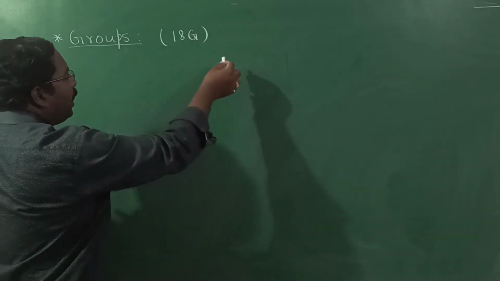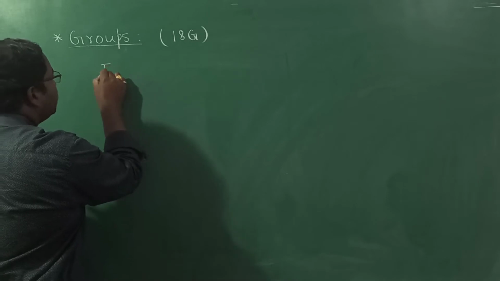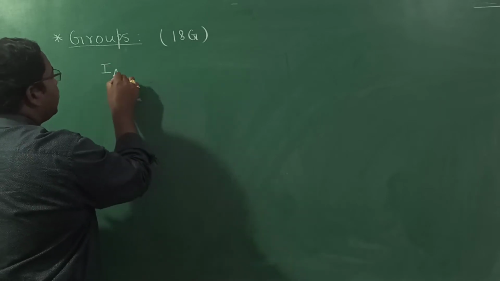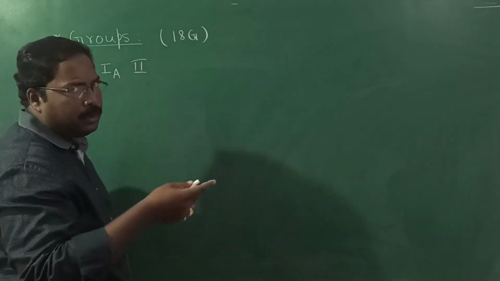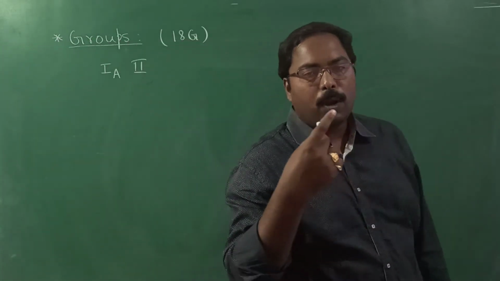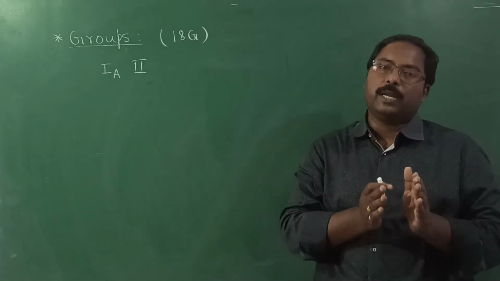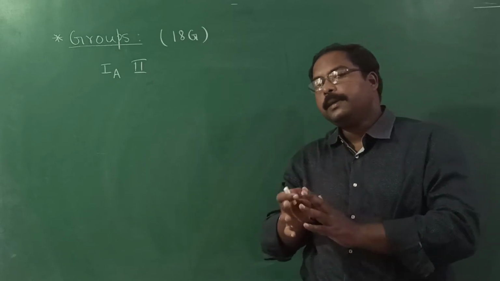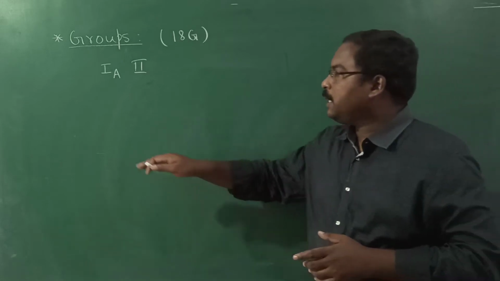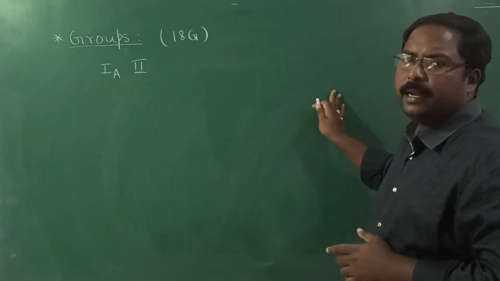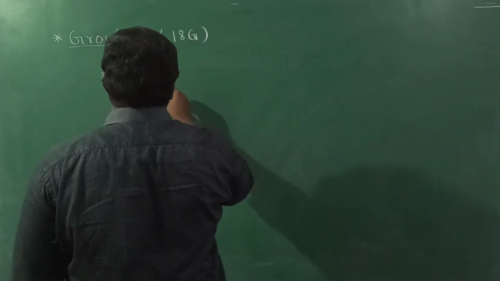Generally, according to the IUPAC system, the groups are represented from 1A to 8, nothing but in Roman numerals 1 to 8 groups. So for all these 8 groups, there will be two types: A type of groups as well as B type of groups. Or nowadays we simply represent them with the numbers 1 to 18. Now look at the representation.